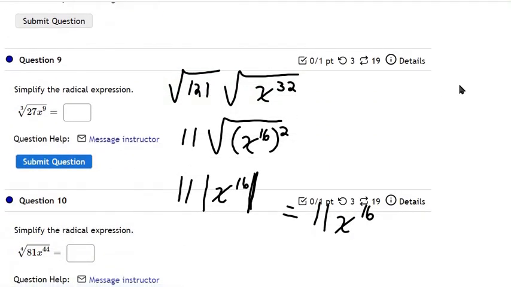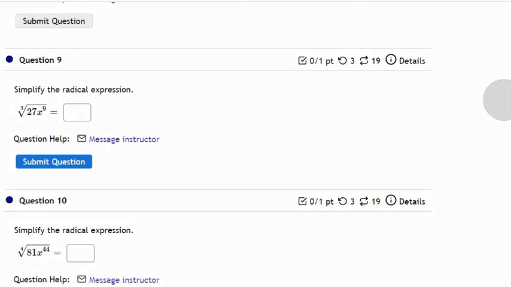And number 9. All right. So for number 9, very similar thing here, except now we're dealing with cube roots. Remember, when you're dealing with odd roots, like cube roots, you don't have to worry about absolute value at all. So you just break this up into the cube root of 27 times the cube root of x to the 9th.